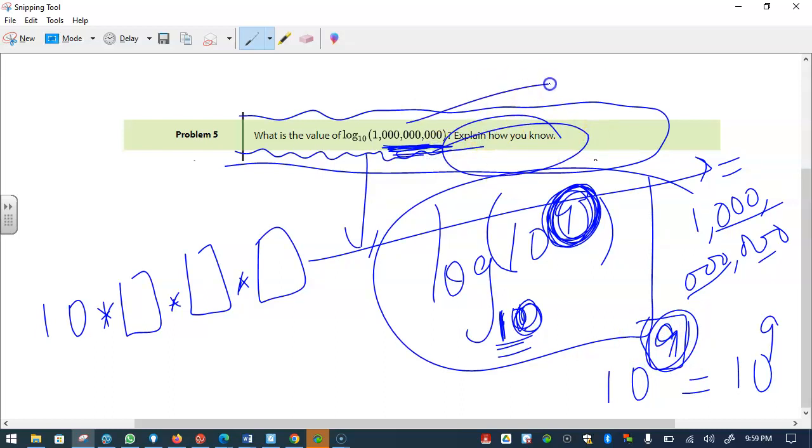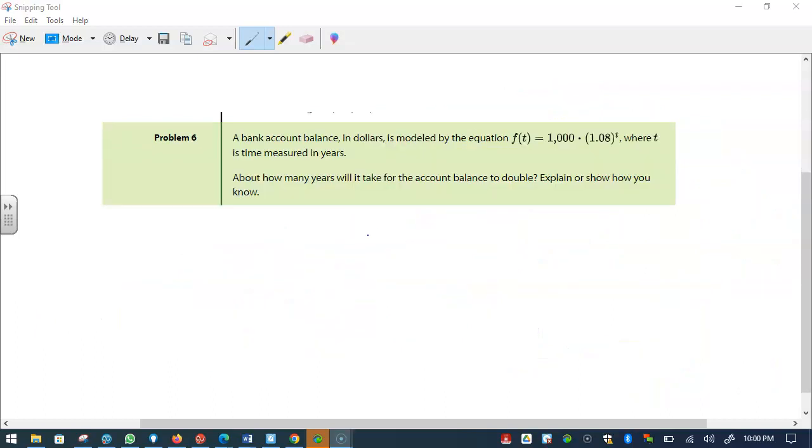What is the value of this? You say 9. Why? Because 10 raised to 9 is 1 billion, right? Okay, so this is an easy question. Let's go to the next one.